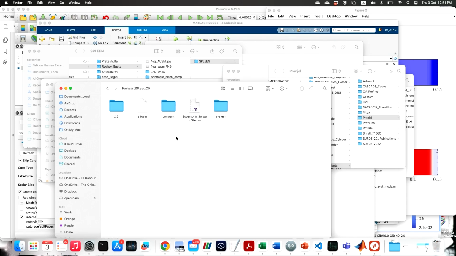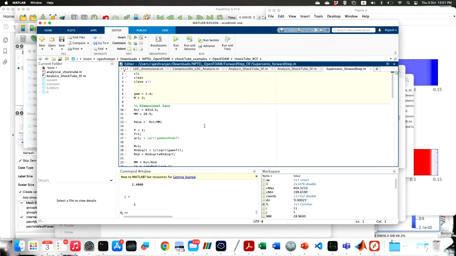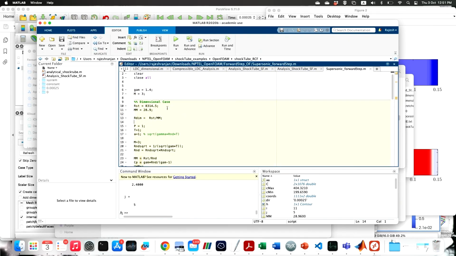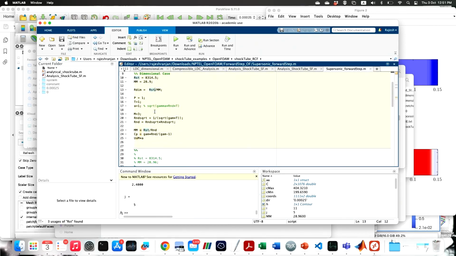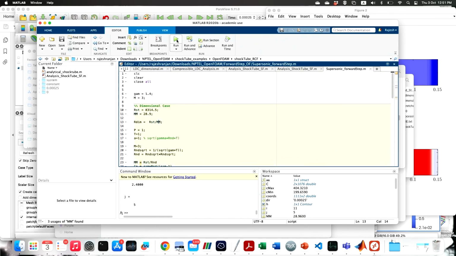Yeah, this is the forward step. Okay, so let me run it.